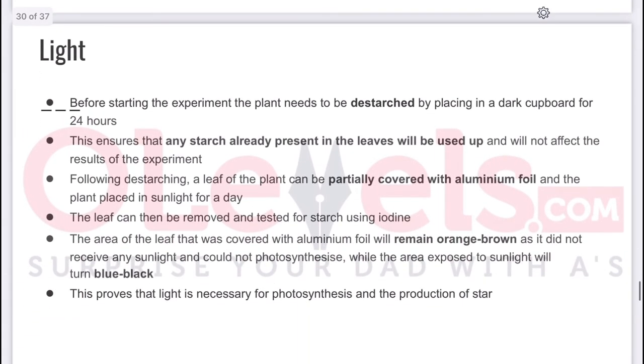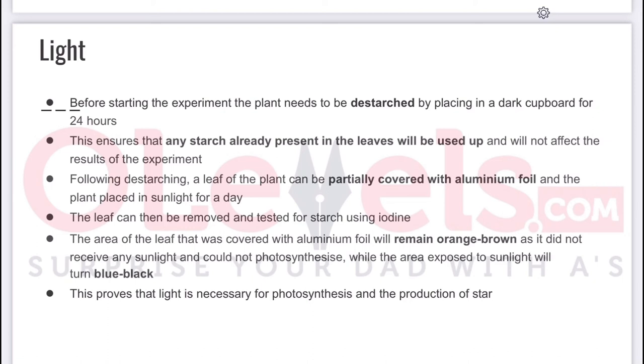Okay, now light. Before starting the experiment, the plant needs to be destarched by placing it in a dark cupboard for 24 to 48 hours. This ensures that any starch already present in the leaf will be used up and will not affect the result of the experiment.